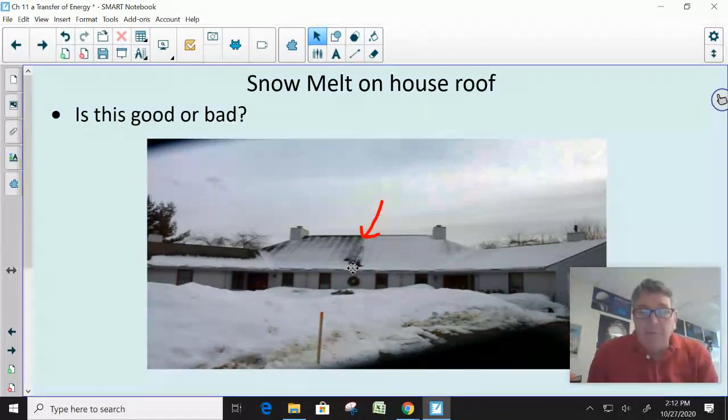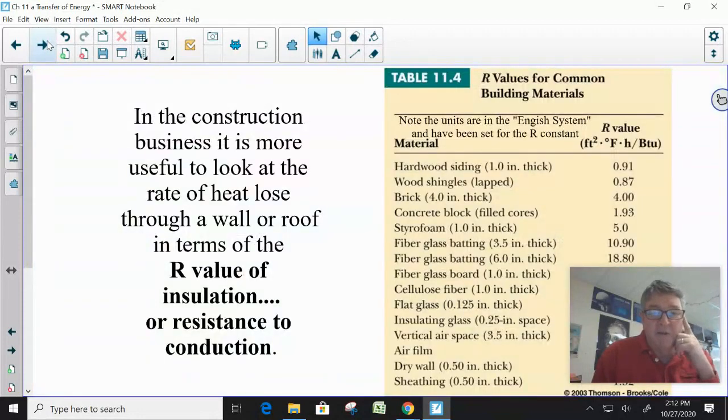I don't want to melt snow. I want to keep my house warm. So any energy that's going into the roof is wasted energy. So people do care about this, and you probably live in a house where somebody else pays the heating bill, but when you own your own house, you're going to care about this.